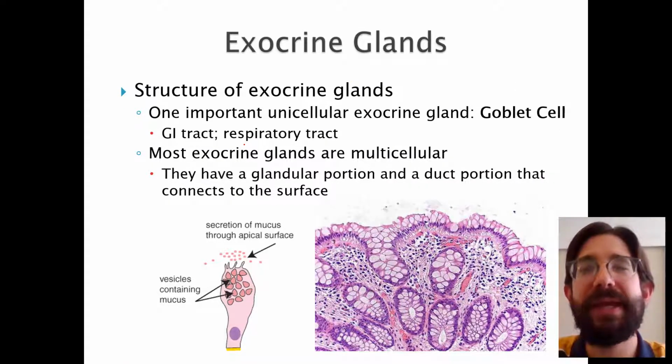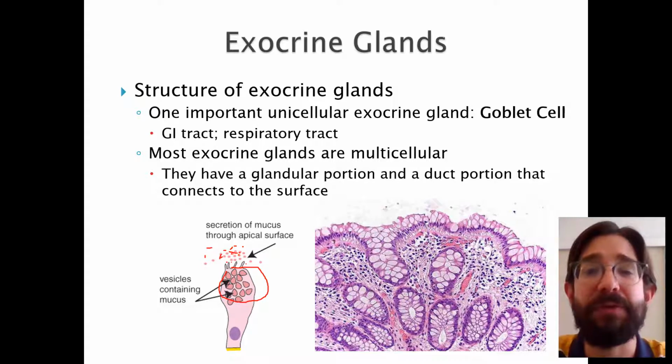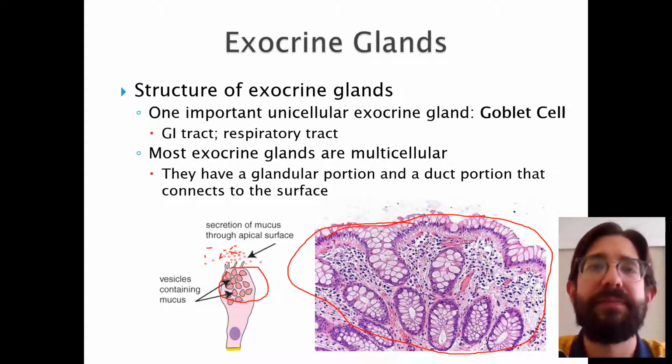The structure of these glands will vary a lot. Goblet cells are made of just one cell. They're your body's main unicellular exocrine gland. Goblet cells have a bunch of little vesicles full of mucus, and then they dribble out the mucus on the apical surface of the cell. You can see a ton of goblet cells in this image here. All these little alien egg-looking structures are goblet cells.